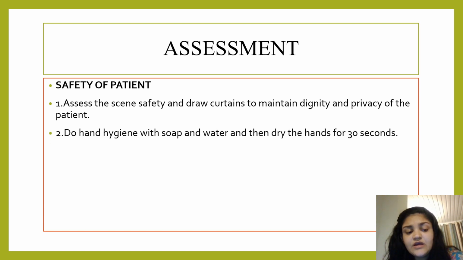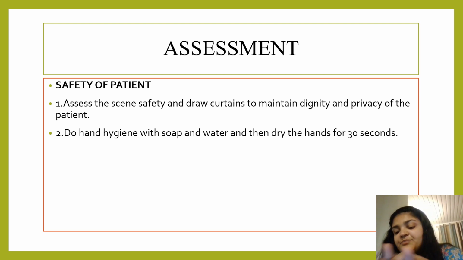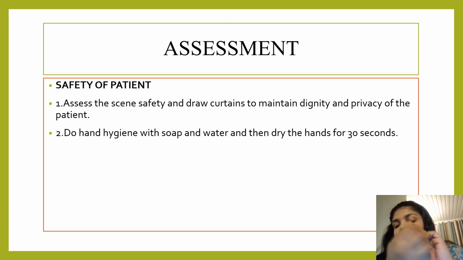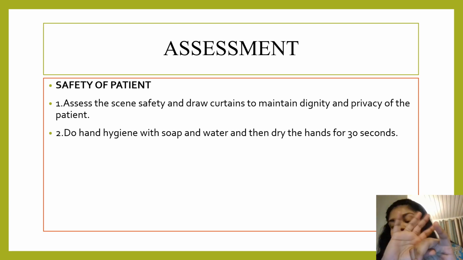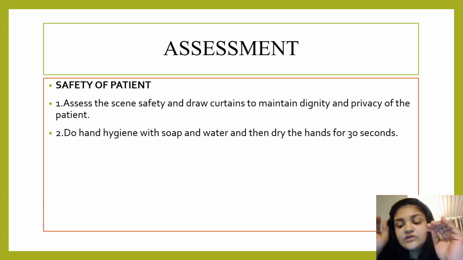Next, we have to do hand hygiene following the WHO guidelines. That is palm to palm, back of the palm, finger interlace, finger interlock, rotation of thumbs, fingertips, rotation of the wrist, and then we wash with water. We do this with soap and water. We have to verbalize that we do hand hygiene using the WHO guidelines with soap and water, and after that we dry our hands for 30 seconds.